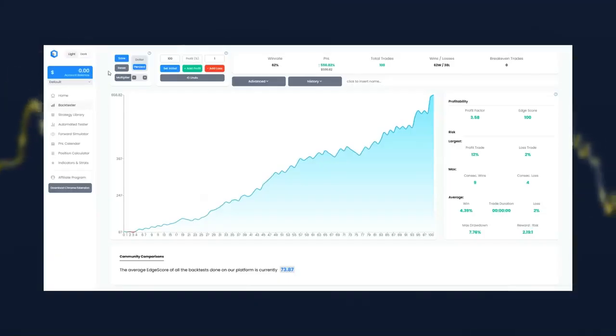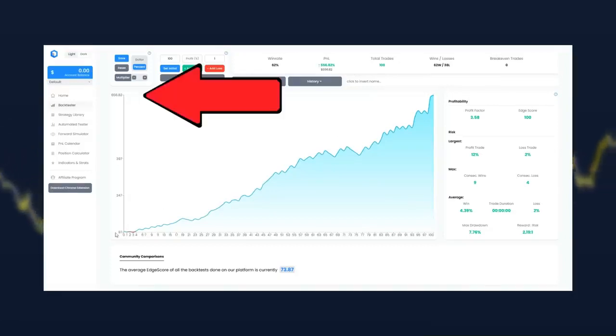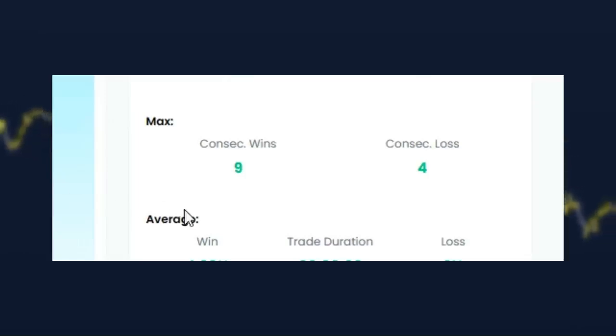And here we are with the results, and you can see we did a very impressive 62% win rate, making us a massive 556% across 100 trades. This is amazing. We had 62 wins and only 38 losses, and we took the account from $100 all the way to $656. The consecutive wins is very impressive. We had 9 consecutive wins in a row and only 4 consecutive losses in a row.